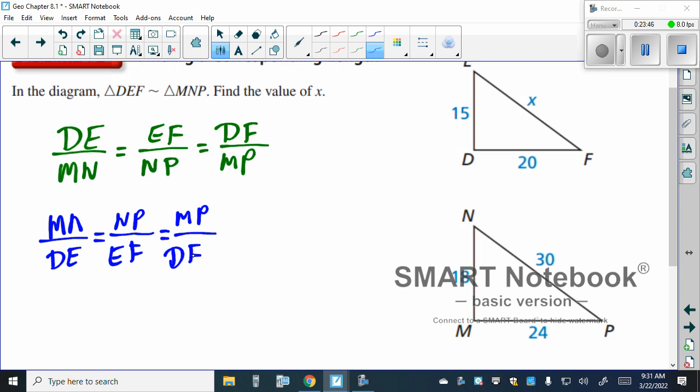So the ones for DEF for the one in green are all in the numerators. For the one in blue, they're all in the denominator. We can't have them flipped. I can't have DE in the bottom of the first and then in the numerator of the second. We can't have that flip. As long as they're all either on the bottom or on the top, it is still the same proportion.